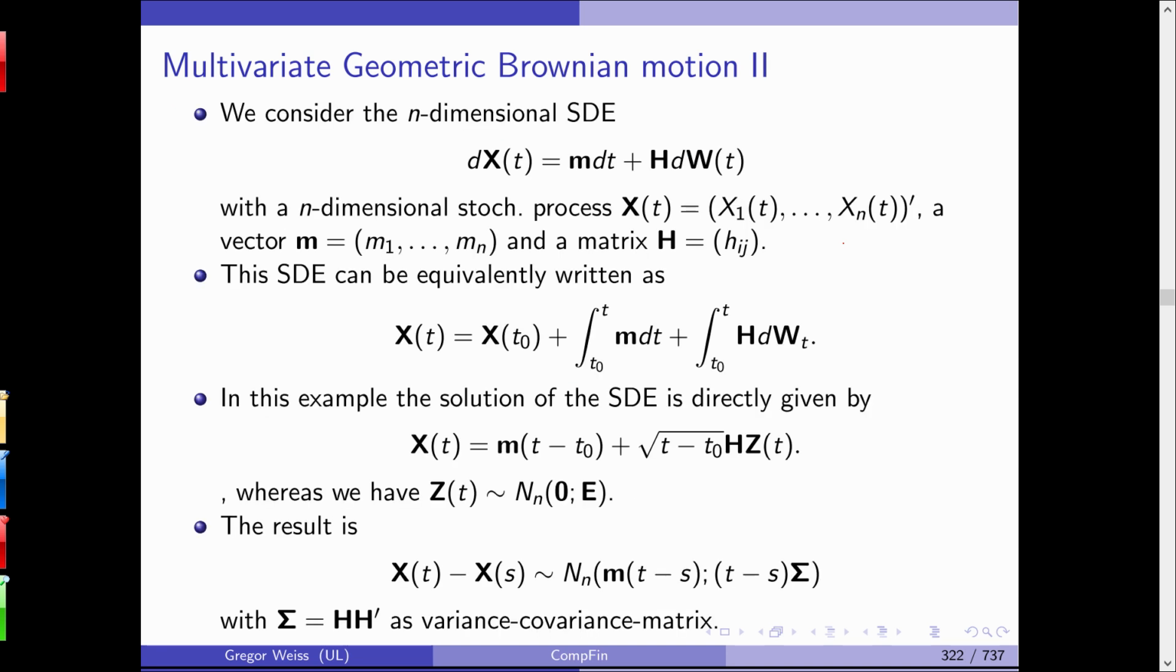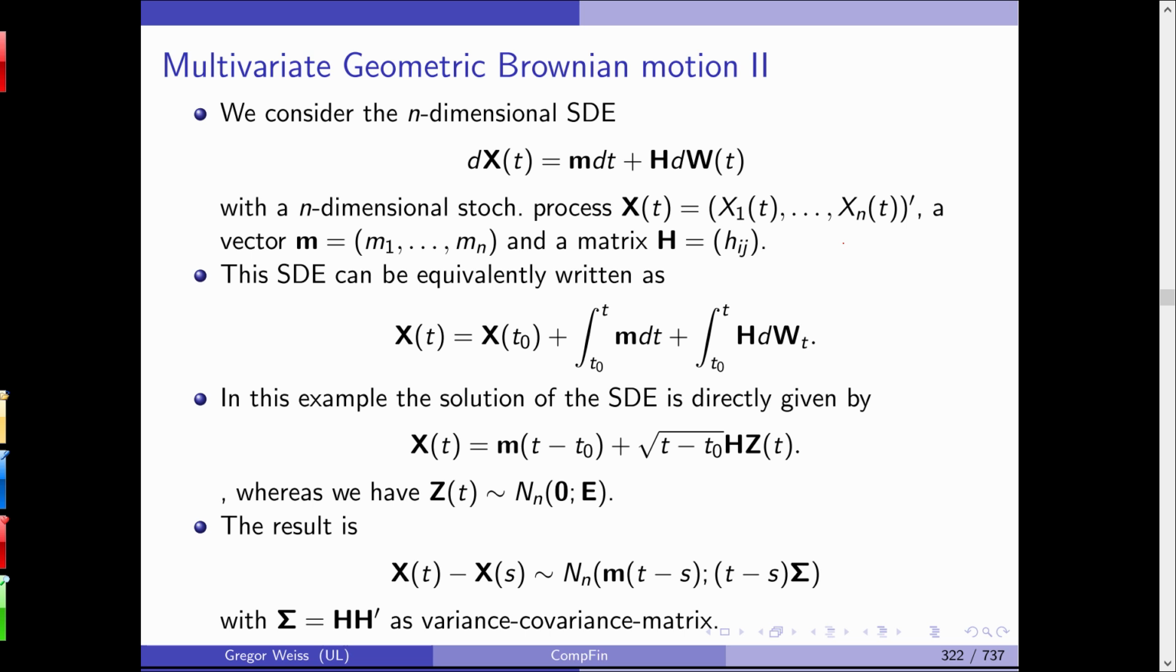Now in this case we consider the n-dimensional stochastic differential equation. Again, the change in x is given by a vector m, no longer a constant mu, times the change in time, plus a matrix H times the change of the n-dimensional Wiener process. So the generalization is pretty much straightforward. Instead of a drift constant mu, you are now taking a vector m, and instead of a volatility sigma or diffusion component, you are taking a matrix H.